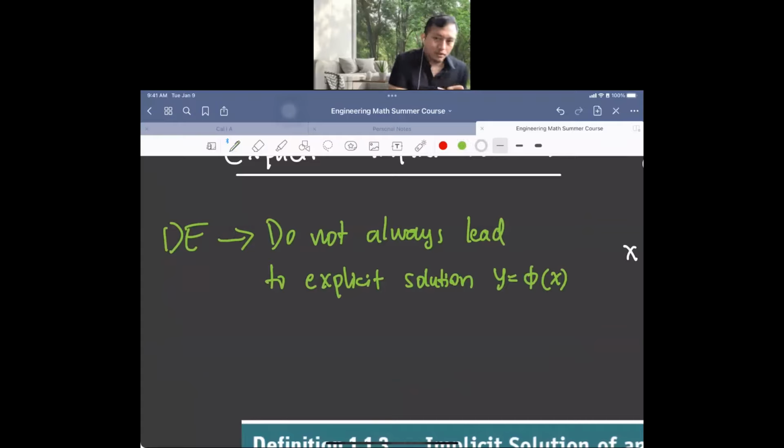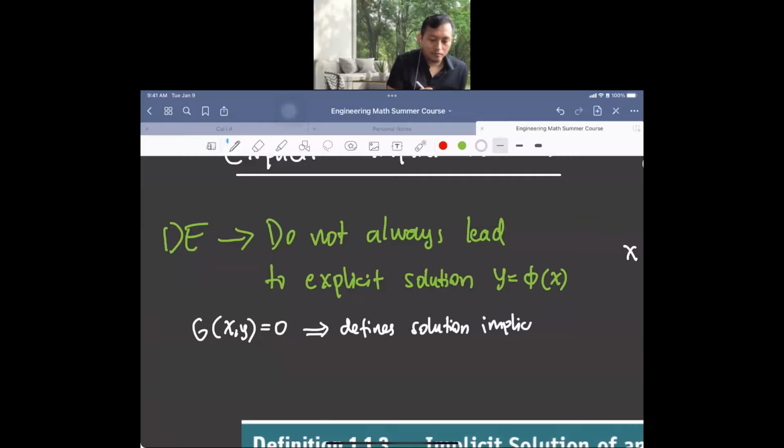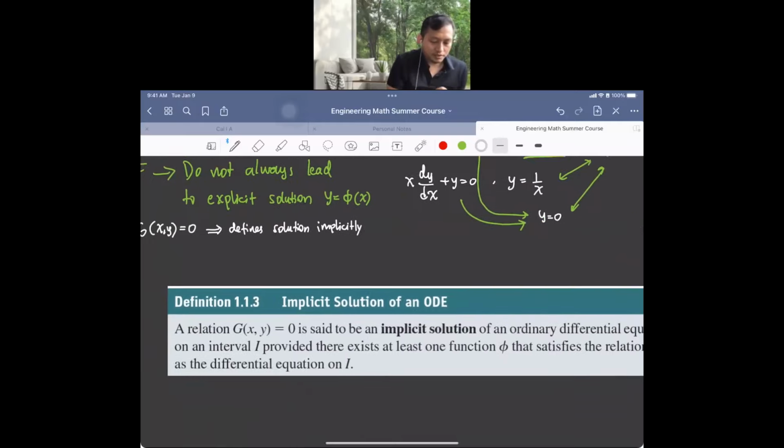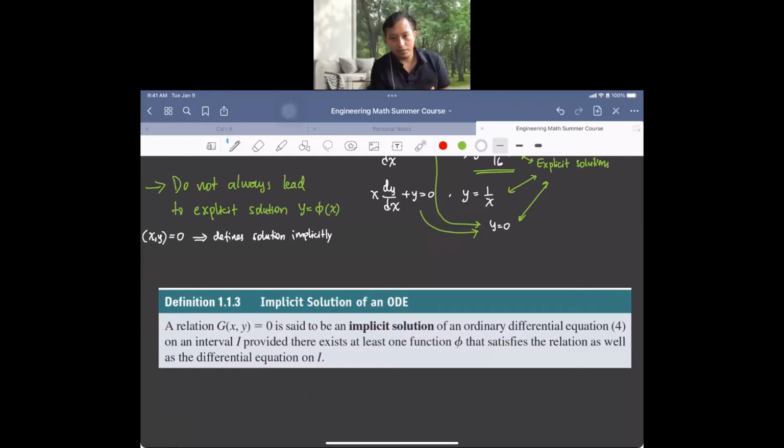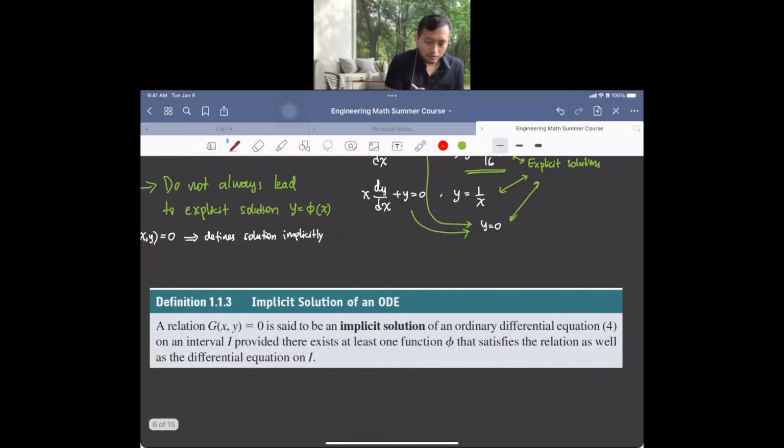And we are having expressions g(x,y) equals 0 that probably define a solution, but implicitly. So the relation g of x, y equals 0 is said to be an implicit solution of an ordinary differential equation on an interval, provided there exists at least one function that satisfies the relation as well as the differential equation on the interval.